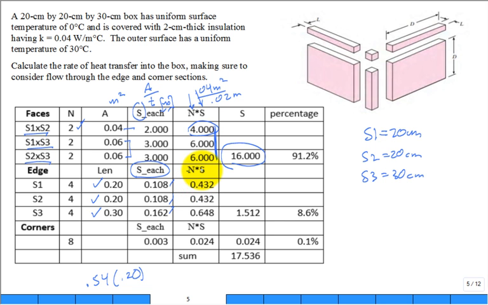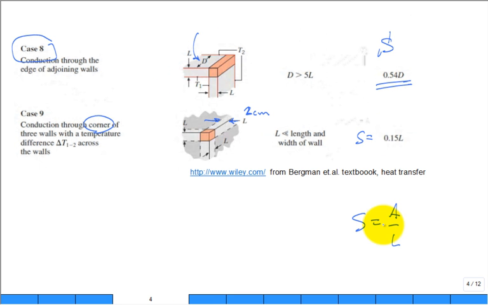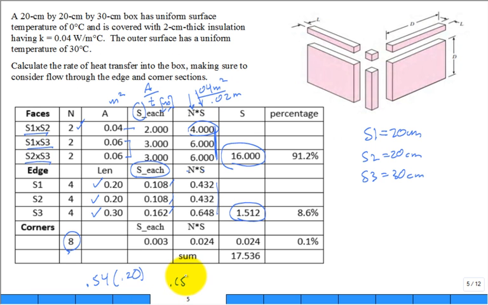Multiply N times S of each, add them up, and there it is, the contribution, or geometrically how heat can be transmitted through the edges. Let's take a look at each of the 8 corners. The equation was 0.15 times the thickness. So 0.15 times the thickness, 0.02. Is that correct? Thumbs up if you agree. Multiplied by 8. There's the sum for the corners.